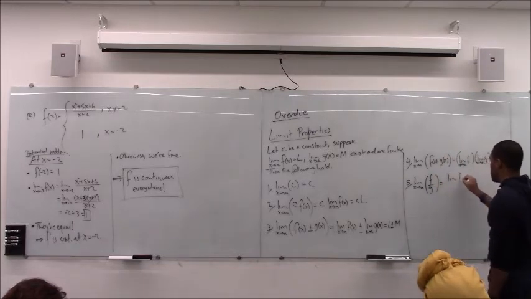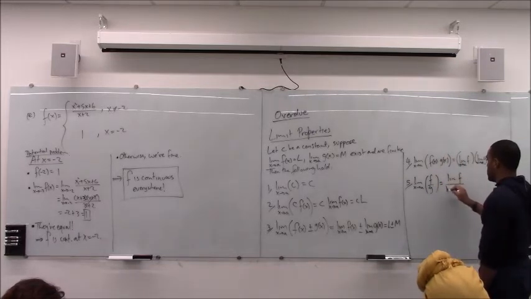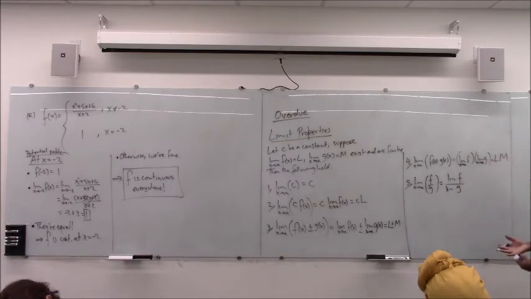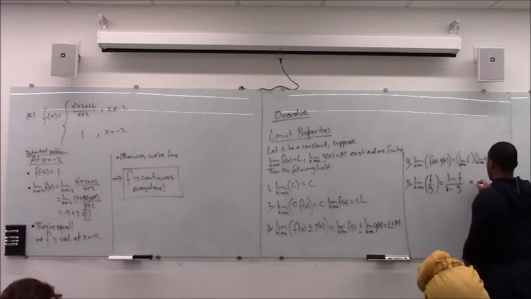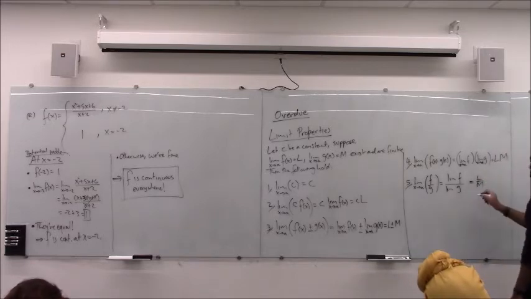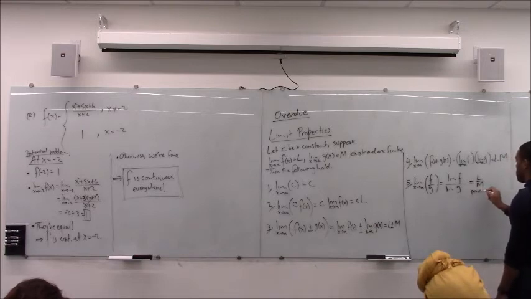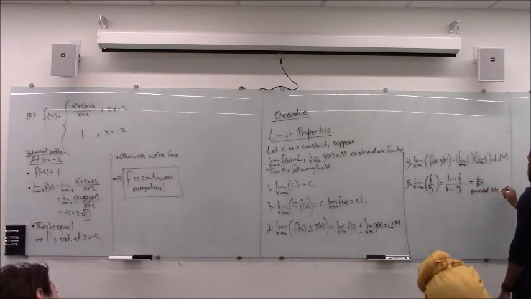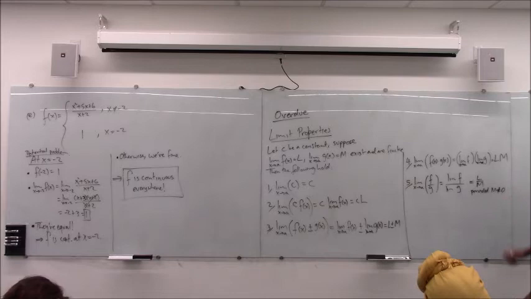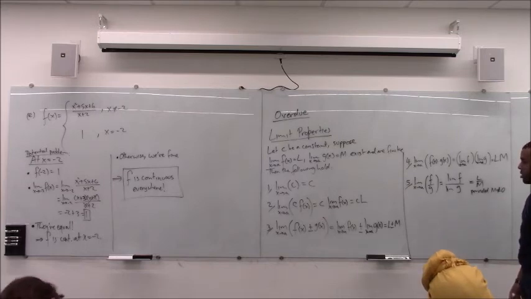It also distributes across fractions. So if you have the limit of a fraction, you can actually take the limit of the top and the bottom individually. So that would be L over M. Now, of course, you can't divide by 0, so this is provided M is not 0. But if it's not 0, then you can actually distribute the limit across the division.